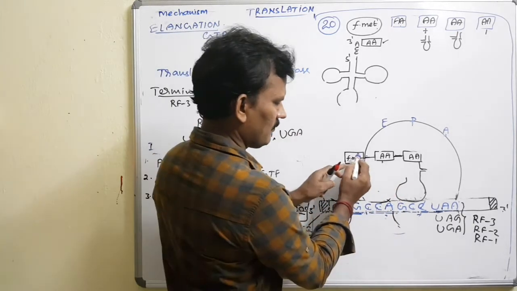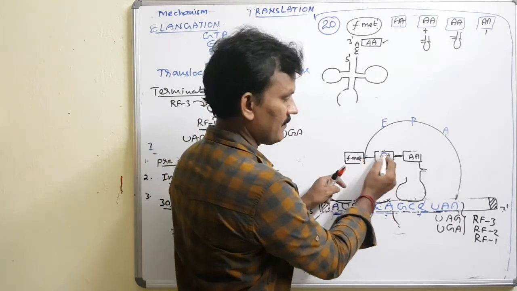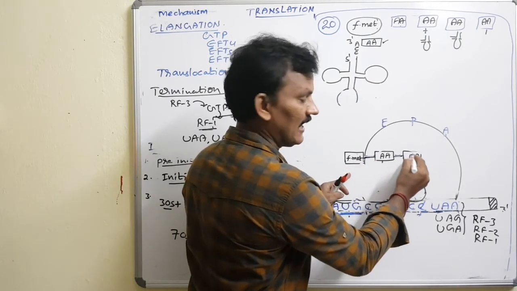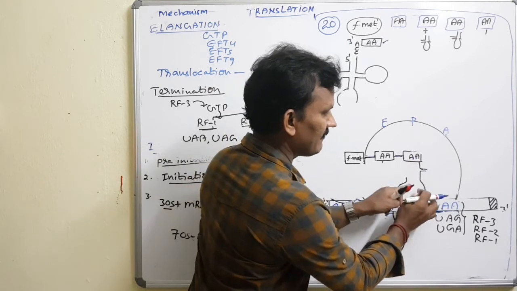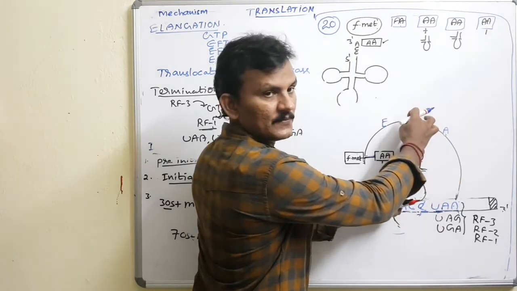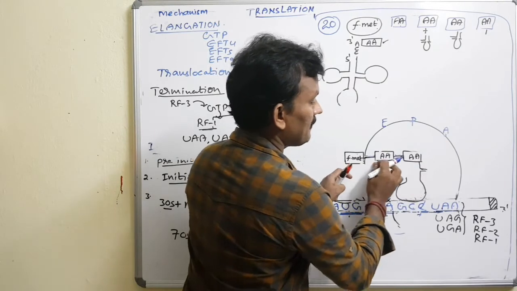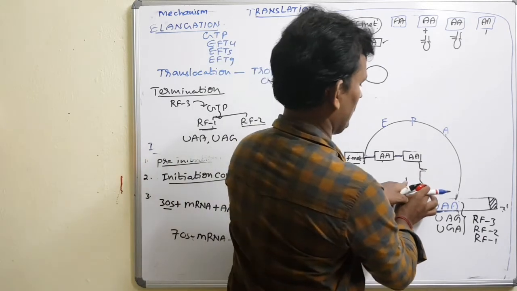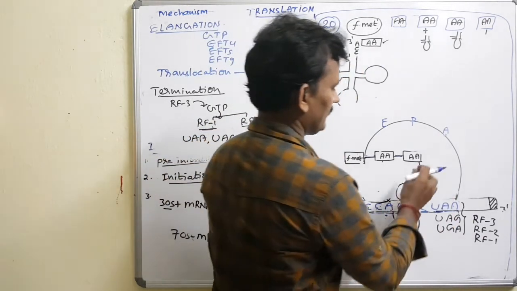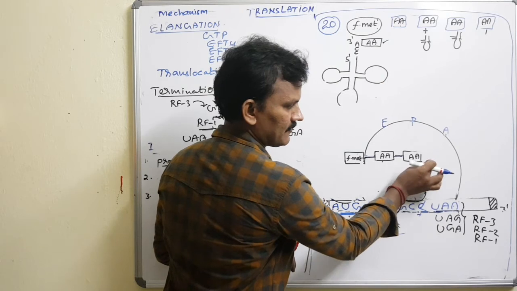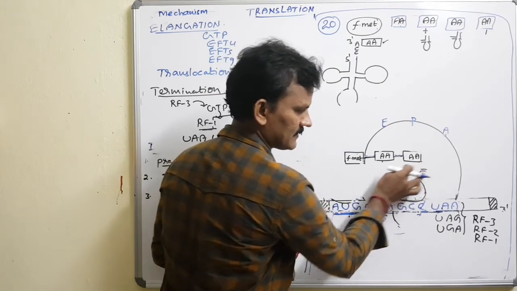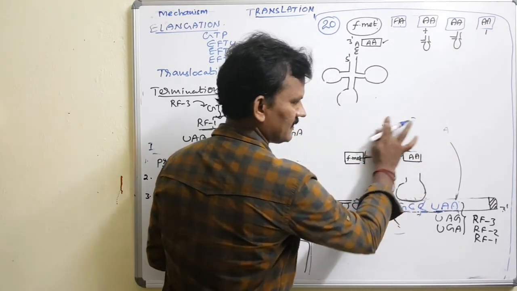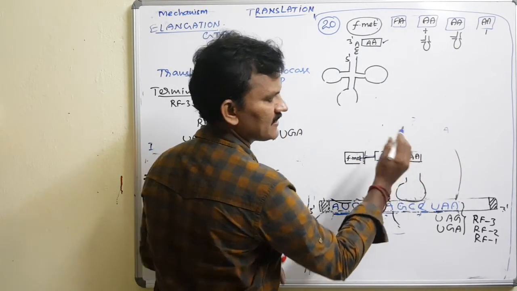Now the polypeptide: amino acid 1, amino acid 2, amino acid 3, all three bound by peptide bonds, is associated with the tRNA located at the P site. So this is a polypeptide, this is a peptidyl tRNA. After that, the tRNA gets separated from the unit by the hydrolysis process. Completed. Now the polypeptide chain is formed.